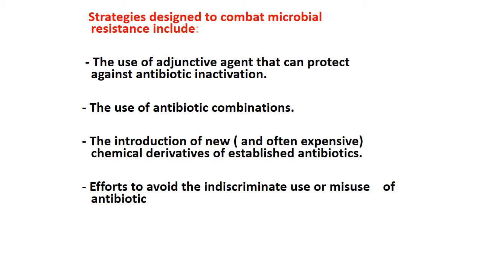The second strategy is the use of antibiotic combinations. For example, the treatment protocols for TB, tuberculosis, include two to four antibiotics at the same time to prevent the bacteria from developing resistance. Another is the introduction of new and often expensive chemical derivatives of established antibiotics, and this is very expensive. Every antibiotic needs at least 10 years and at least $100 million to be found and to be used successfully.